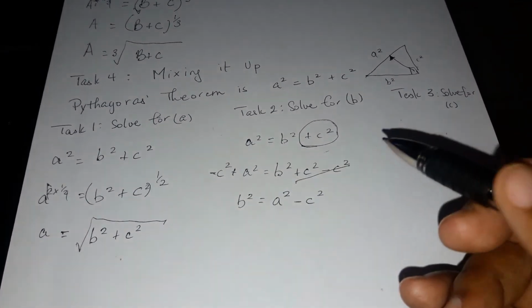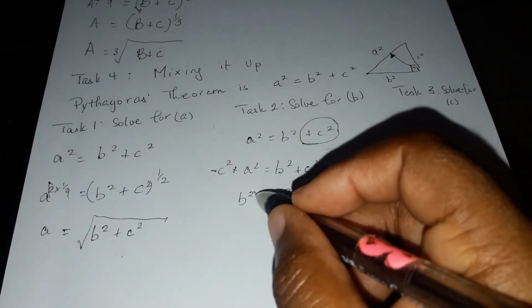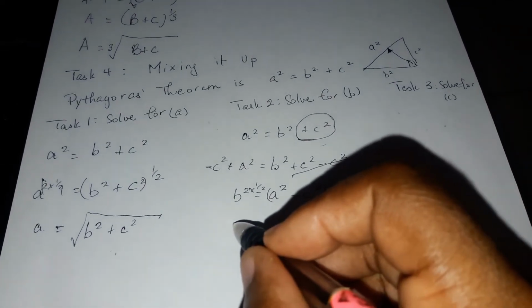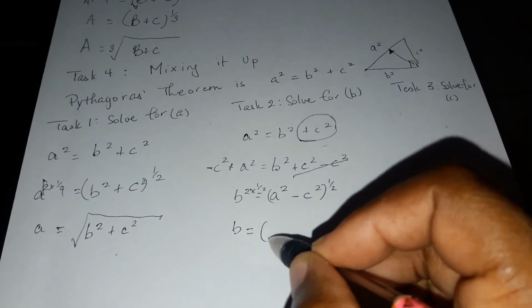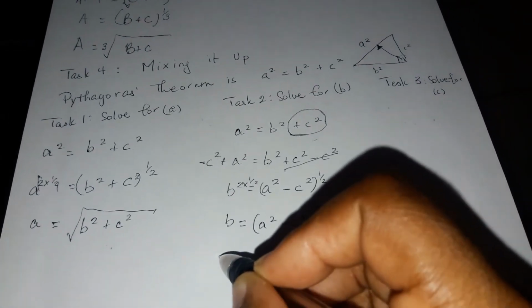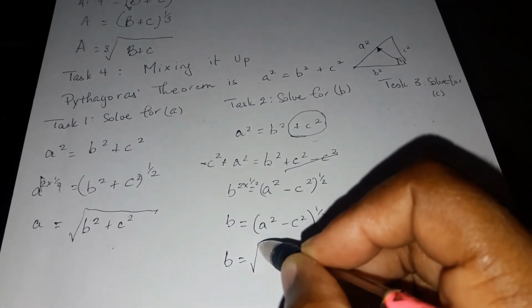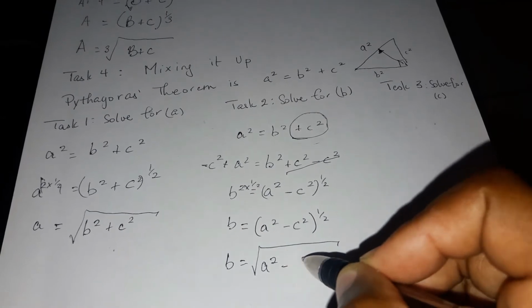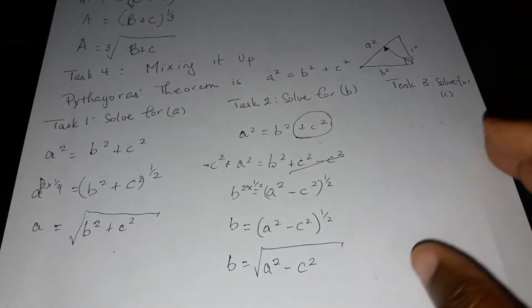It's the same thing. And now we can get rid of the square, raise this by a half, and we're going to have b equals a squared minus c squared to a half. So therefore b is the square root of a squared minus c squared.